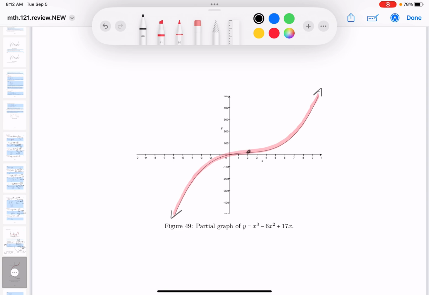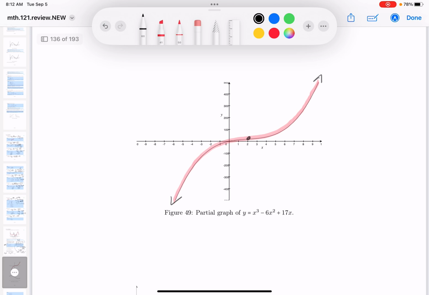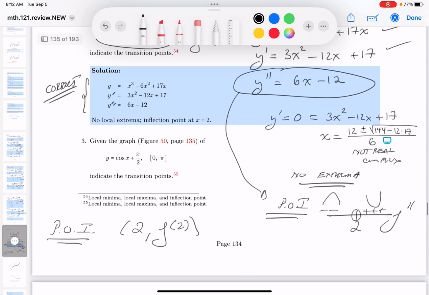And I'm going to say, as I stated, to the right of 2, it's concave up. I definitely see that. This is concave up over here. And to the left of 2 is concave down. So there's only one transition point I'm putting over there. It's a point of inflection, and it occurs where x equals 2. And I see that being indicated right there. Thank you.